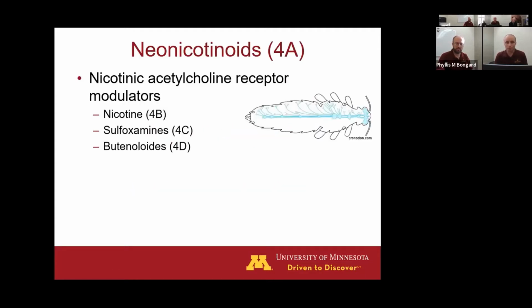So to get started, the neonicotinoids are a group 4 insecticide, and what these do is they attack the insect nervous system, much like many of the other insecticides that we use. A lot of them attack the nervous system, but this group in particular attacks what we call the nicotinic acetylcholine receptors.